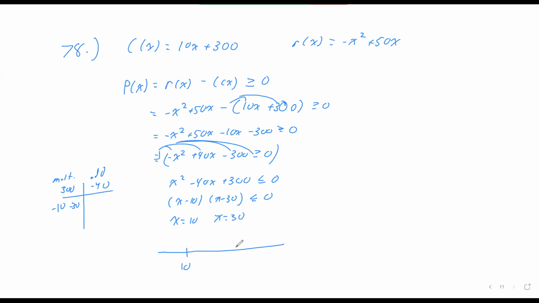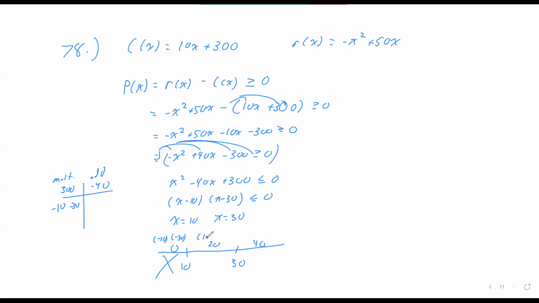So here's 10, here's 30, or my boundary numbers. My test numbers would be 0, I'll go with 20, and I'll go with 40. Kind of keep them nice and easy. In this case, I'm going to look at this one here. 0 minus 10 is negative 10. 0 minus 30 is negative 30. So two negatives make a positive, but a positive is not less than 0. So this would not work.